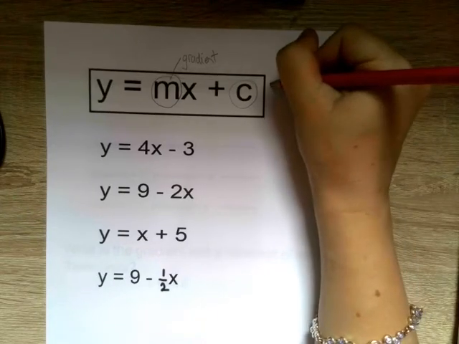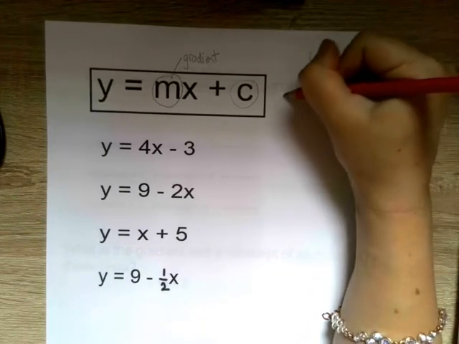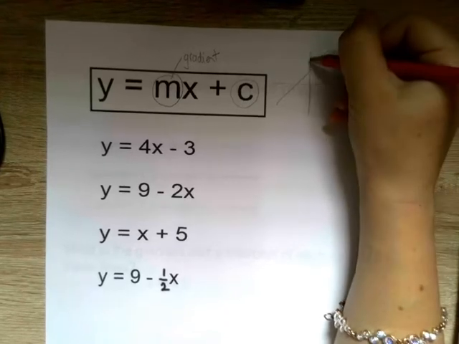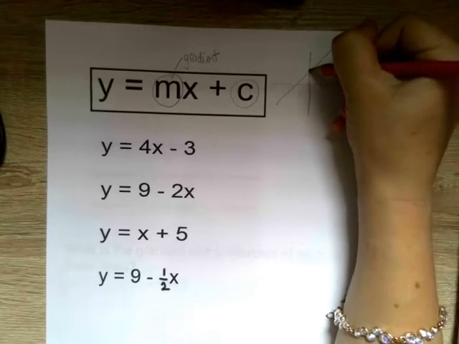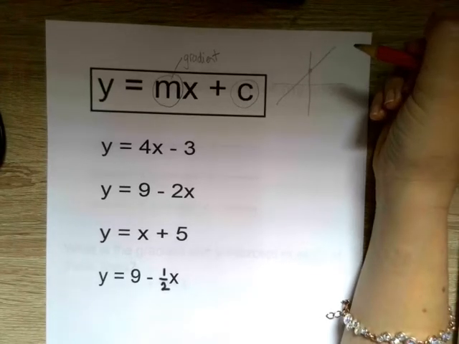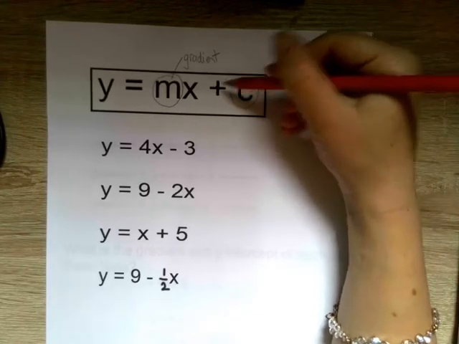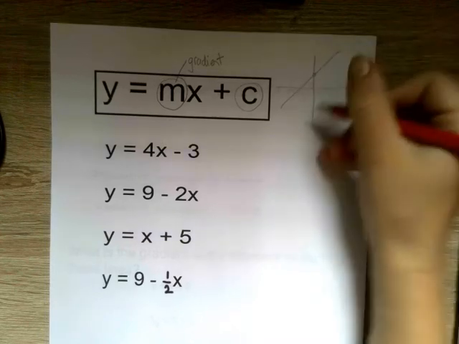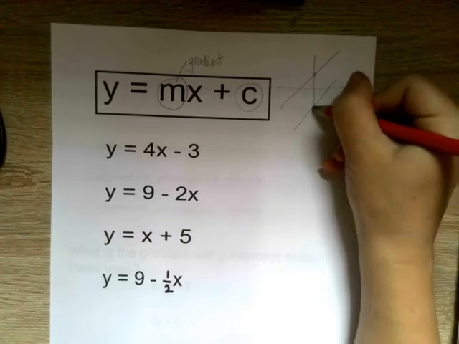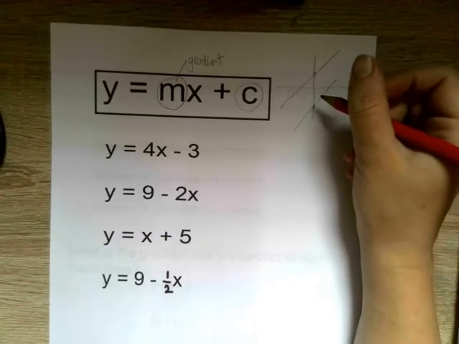So if these are your axes, and you've got a straight line like this, the y-intercept is where it crosses the y-axis. So this point here would be the y-intercept. Okay, so if it's a positive number, it's going to cross up here somewhere. If it's minus something, it just means it's going to cross down here. So it might look something like that, where it's crossing through a negative value of y.